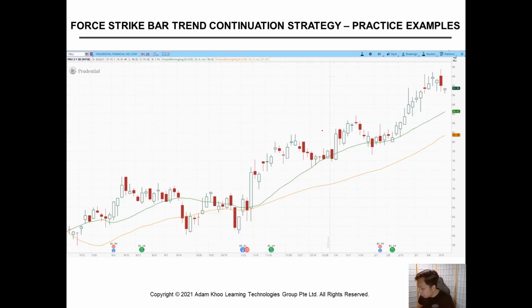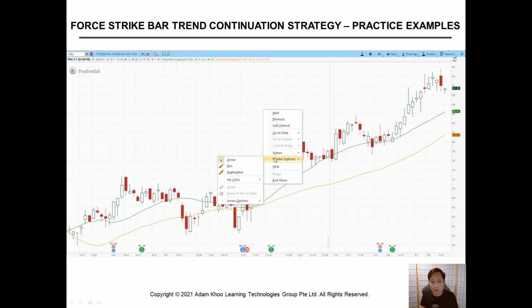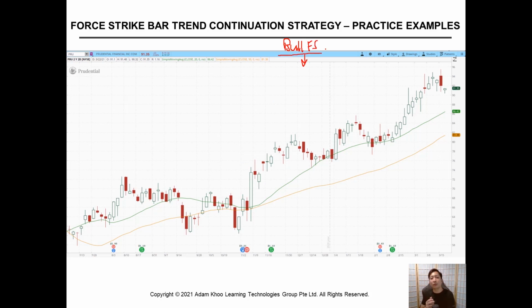And we have Prudential. Again, guys, you can pause the video and somewhere around here you can find the bullish FS example. This is for the stock Prudential, so you can pause the video and find it first.